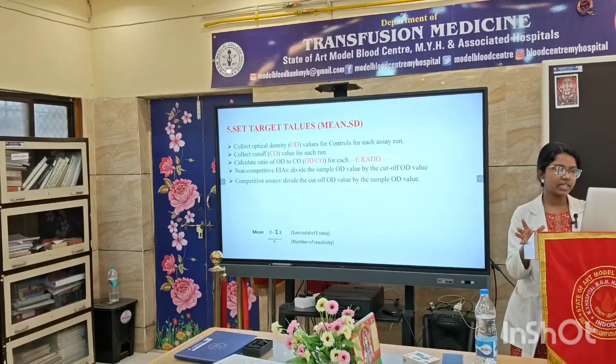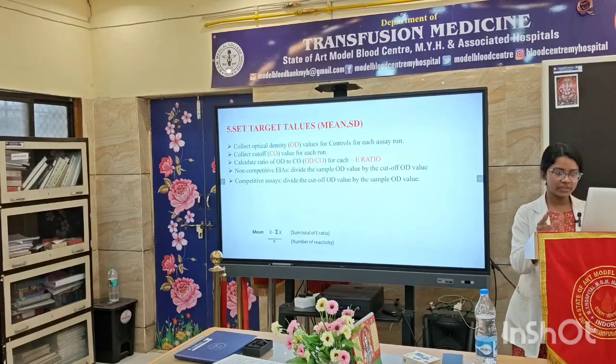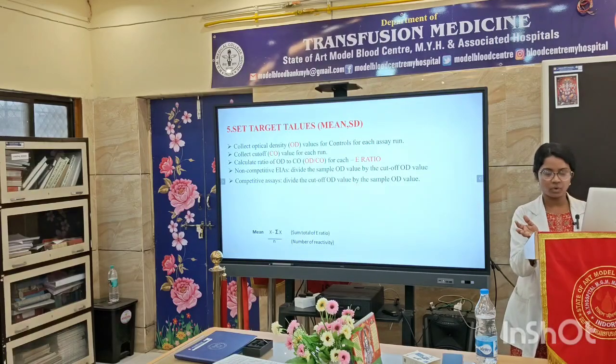And we are going to calculate the E ratio. What is the E ratio? This is the ratio of OD to cutoff value, optical density to cutoff value. In non-competitive ELISA, we divide the sample OD value by the cutoff OD value, whereas in competitive ELISA, we divide the cutoff OD by the sample OD value. And we are going to calculate the mean. Mean is the sum total of the E ratios divided by the number of reactivities. This way we are calculating the mean.